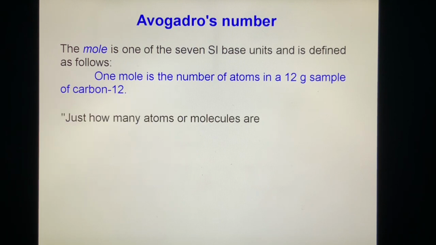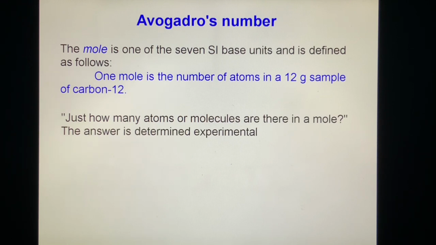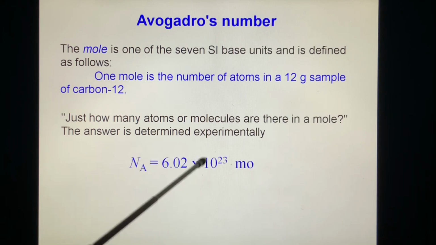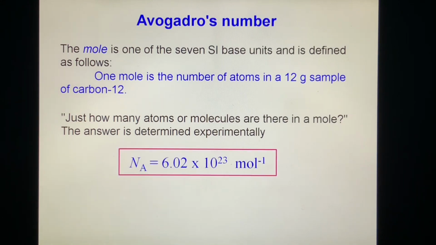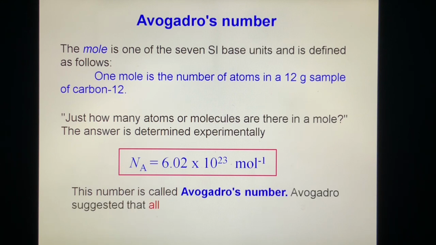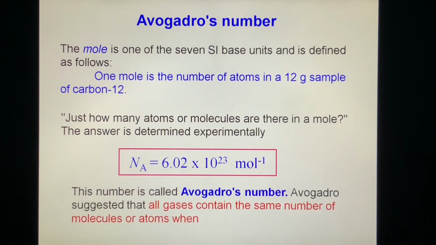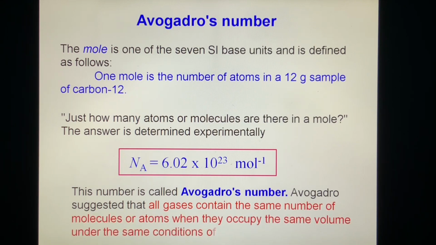Just how many atoms or molecules are there in a mole? The answer is determined experimentally. The number is 6.02 times 10 to the 23 per mole. This number is called Avogadro's number. Avogadro suggests that all gases contain the same numbers of molecules or atoms when they occupy the same volume under the same conditions of temperature and pressure.